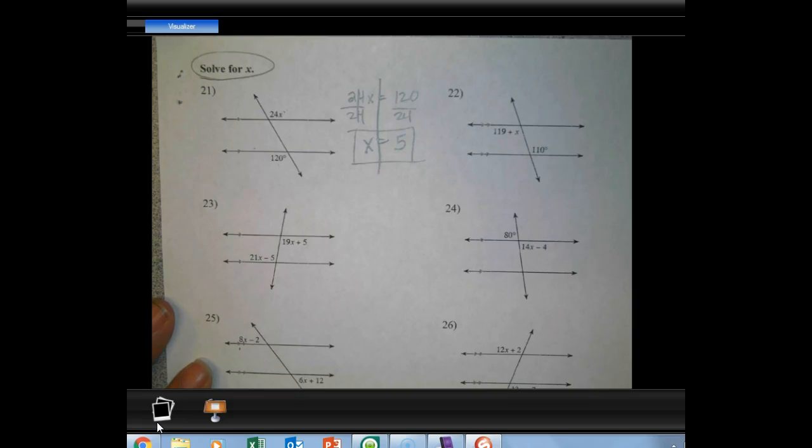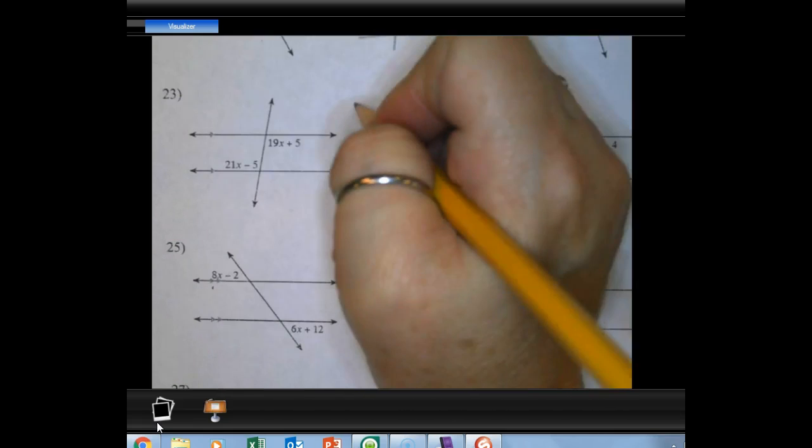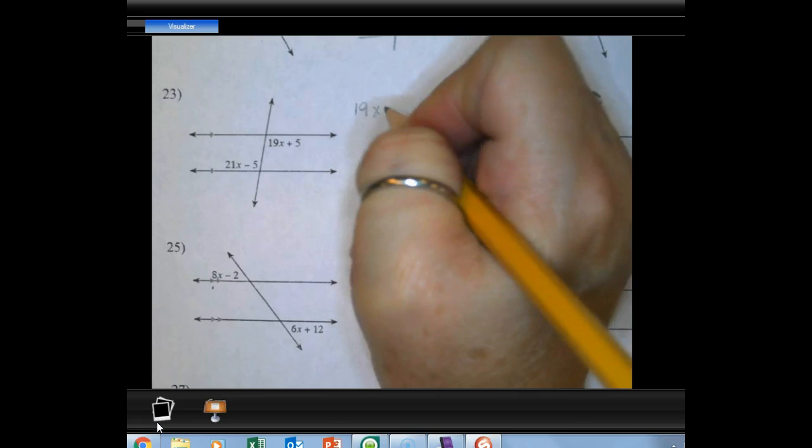All right, we'll do one more. Let's look at 23. How would I write the equation? Let me zoom in. For 23. Are they equal or congruent angles? They're alternate interior. Good, Kevin. Kevin's got this. So that means they're going to equal each other. So I can say, and it doesn't matter which one you put first, 19x plus 5 is going to be equal to 21x minus 5.